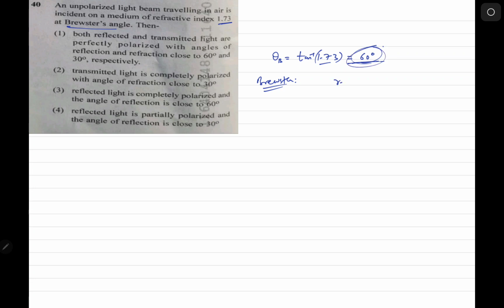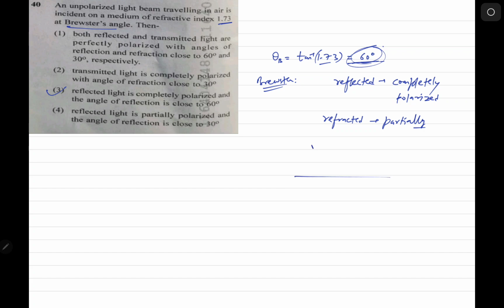angle the reflected ray will be completely polarized and the refracted ray is partially polarized. Okay, now let's see the options. Not the first one, transmitted light is completely polarized, not the second one, reflected light completely polarized, and then yes, the third option is correct. The reflected light is completely polarized and the angle of reflection is close to 60 degree.